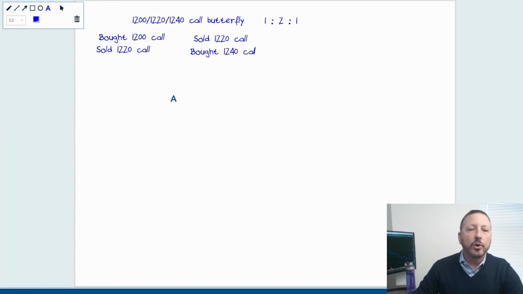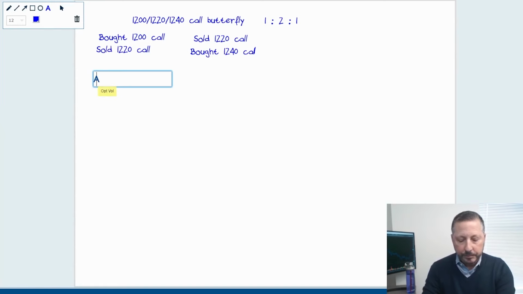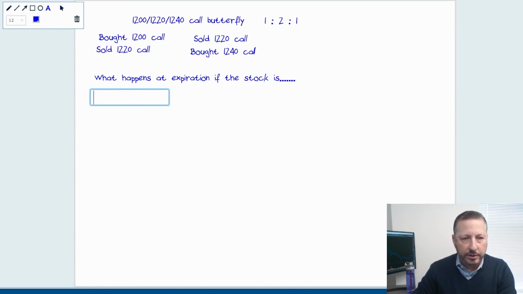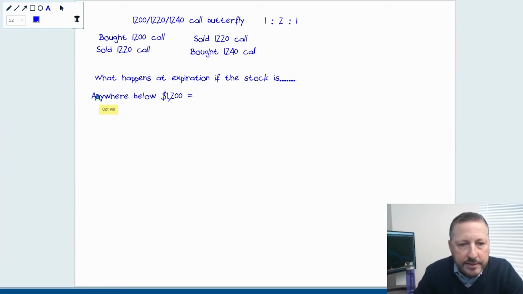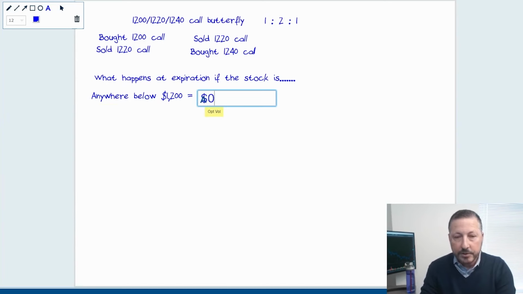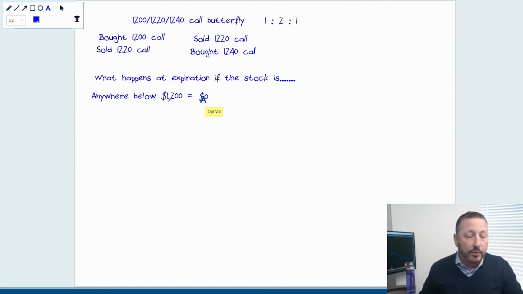Okay, so let's go through a couple scenarios. What happens at expiration if the stock is, and I'm going to put a couple scenarios here. Anywhere below 1200, what would happen to the value of this butterfly at expiration? It'd be worth 0. That's because all of the options would be worth 0. So again, our maximum exposure, our maximum risk is the $1 that we paid for this.